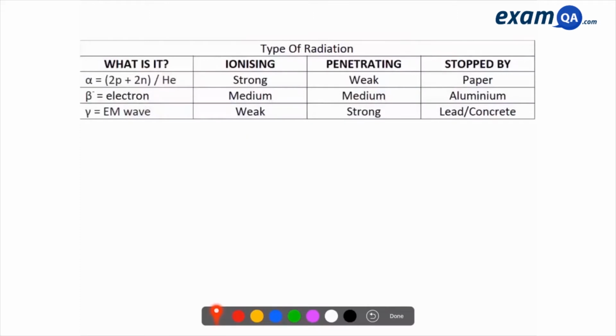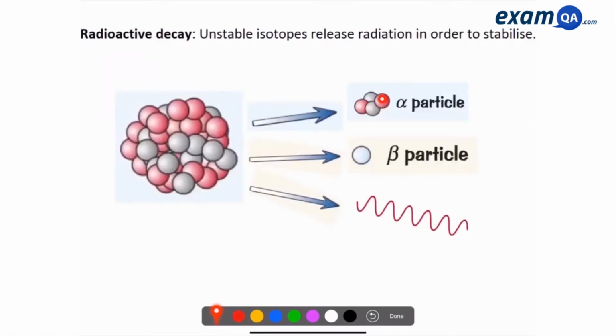Okay, so what you need to know about those 3 is what it is, how ionizing it is, so how good it is at knocking off electrons of other atoms, how penetrating it is, how deep it can go into materials, and what it can be stopped by. So an alpha particle is 2 protons and 2 neutrons. If you go back to it, we can see 2 protons and 2 neutrons. That's an alpha particle. A beta particle is just 1 electron.